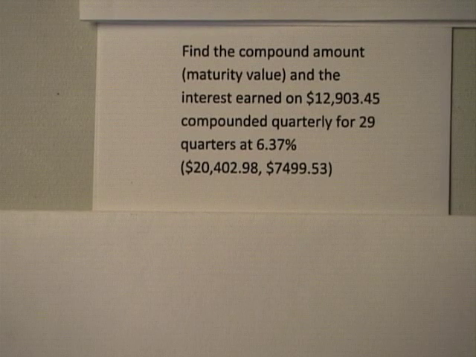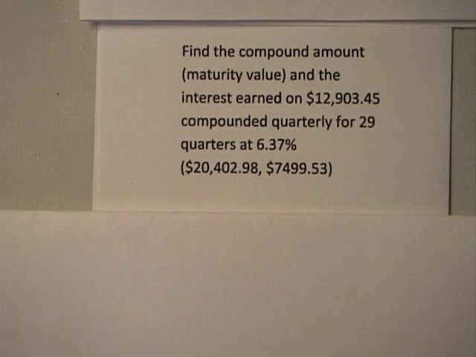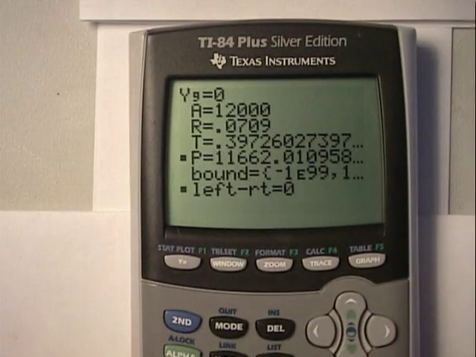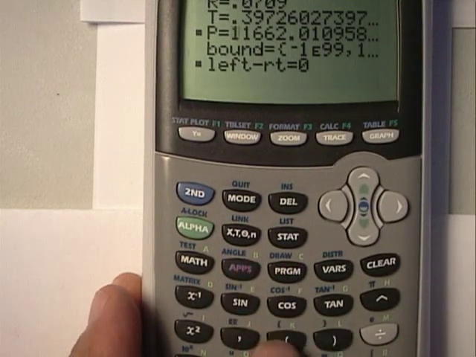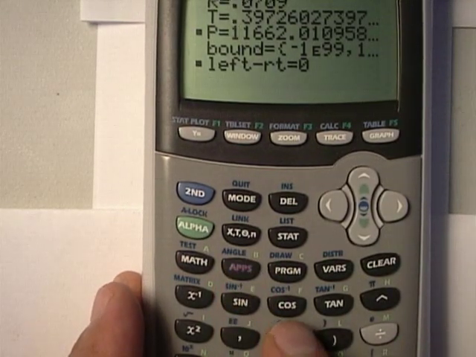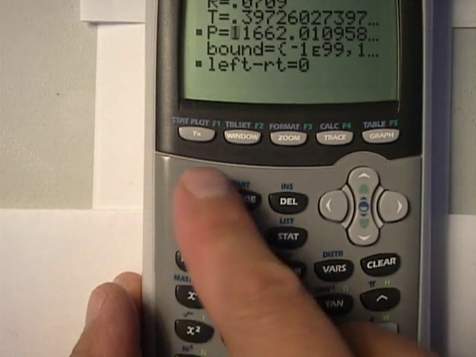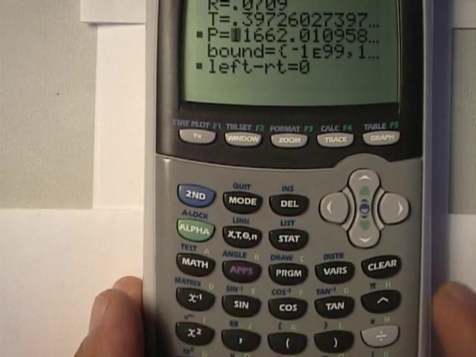Now we're going to do a compound interest maturity value problem, and for this we're going to use a different tool on the calculator, not solver but a special one called TVM solver. You want to press the apps button. If you don't have an apps button because you have a TI-83, you're going to want to look for the finance key. It says finance and it's going to be under the second key. So either apps or finance.